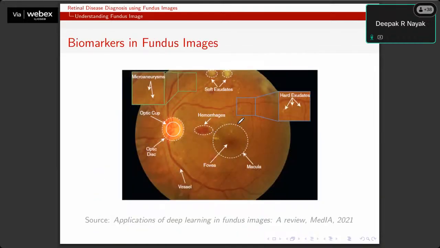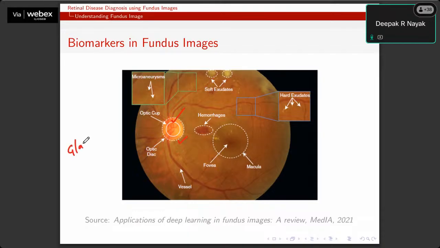There are several biomarkers, right, which you will find in the fundus images, and the presence of such biomarkers leads to some kind of eye disease, right? So you can see here are some of the biomarkers of a typical fundus image, right? And these are basically, this is optic disc, this is optic cup. These are like optic nerves which are connected to the brain. So if there is any disturbance to this particular disc and cup, I'll talk about it later on. What do you mean by glaucoma?